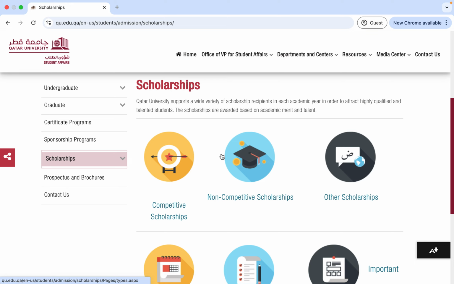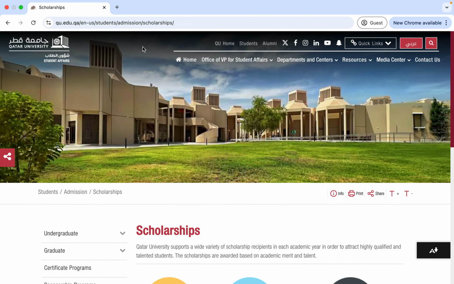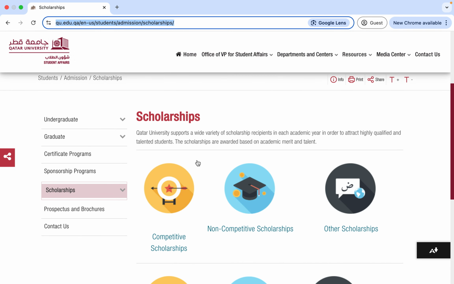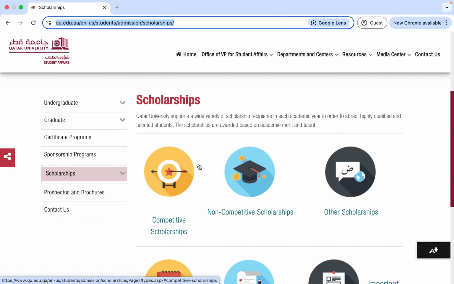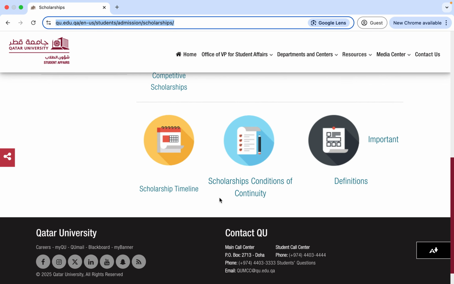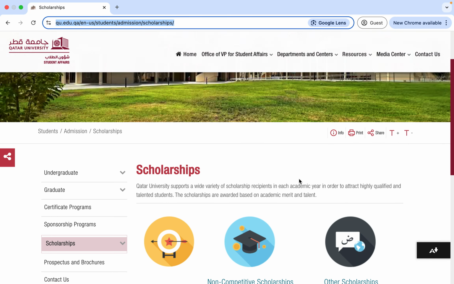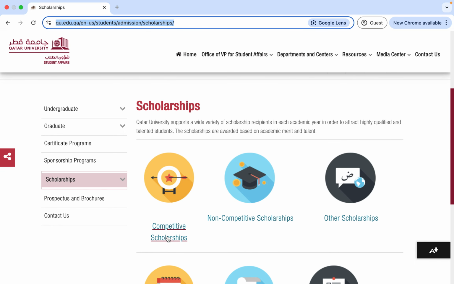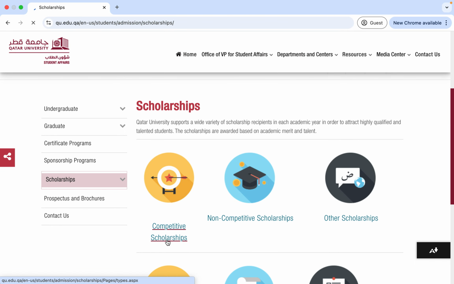Now they have several universities. First and foremost, this is the URL if you are interested. So you can see the URL from here, and then it will take you straight to this page. And then you have a lot of scholarships here. You have the competitive scholarship, you have the non-competitive, and you have other scholarships. And then here you have the scholarship timeline, and there are terms and conditions for continuing the scholarship, and then important definitions. These are pages that are really necessary for you to go through to understand. Now let's go straight into this competitive scholarship.